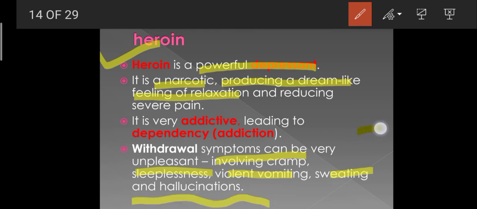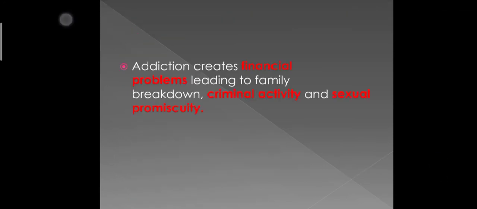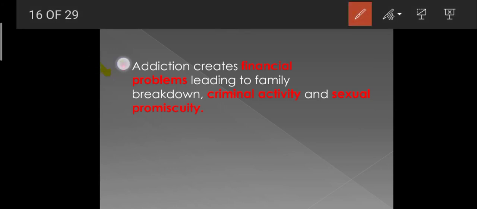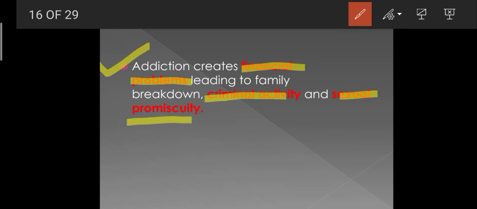So, what are the effects of overdosing on heroin? These include cramps, sleeplessness, violent vomiting, sweating, and hallucinations. The addiction to heroin also creates financial problems. It leads to family breakdown, criminal activity, and sexual promiscuity.